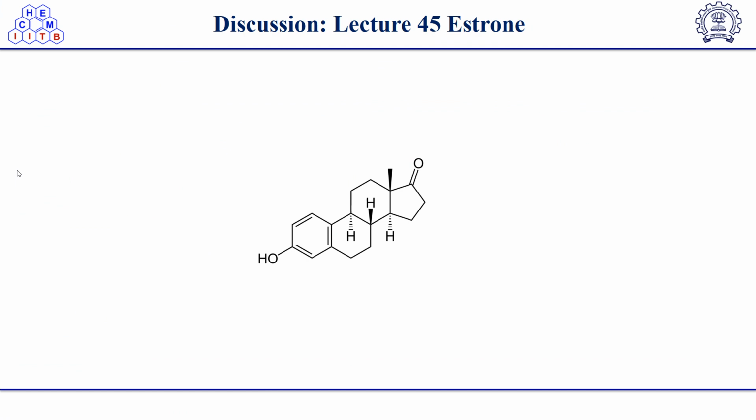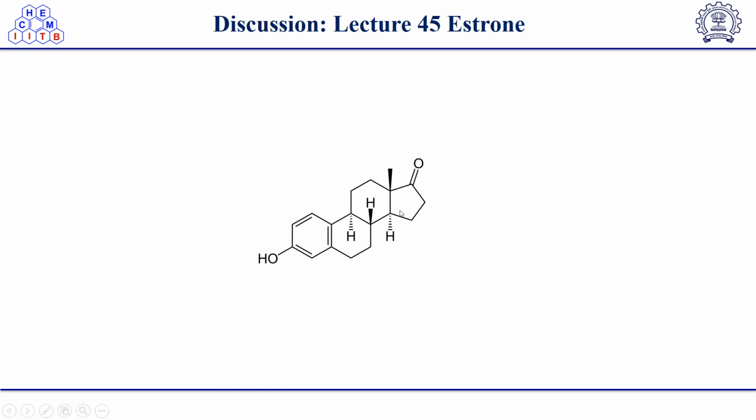In this lecture we have seen different approaches toward the total synthesis of Estrone, utilizing double Heck reaction, 2 plus 2 plus 2 cycloaddition, and multiport organocatalytic synthesis. Estrone is a female sex hormone. The structure is given here along with estradiol and estriol. It is a weak estrogen excreted in the form of estrone sulfate in urine.